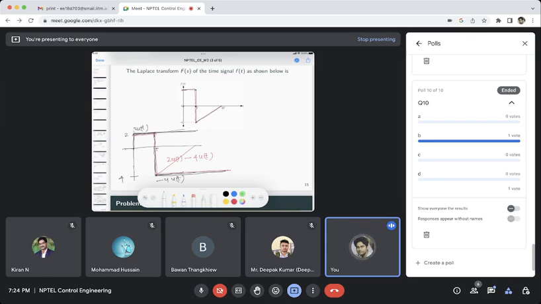I'm using this green one again. This signal will be like that. Okay, it will just go like this. So what is this ramp function? What is the slope of this ramp function?